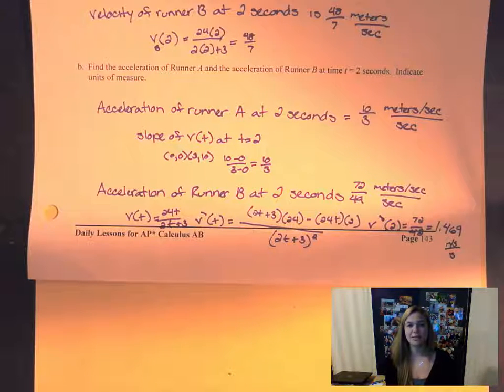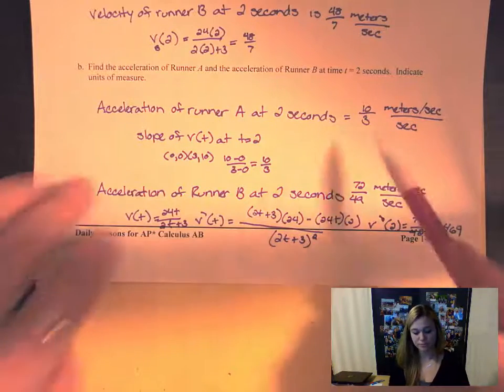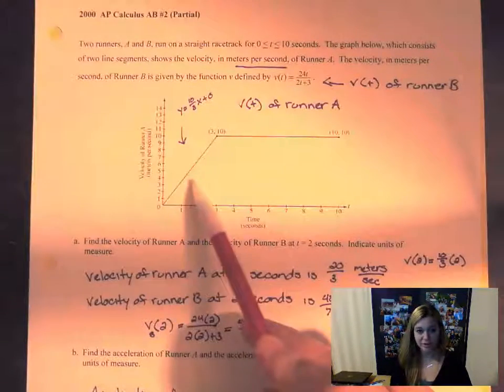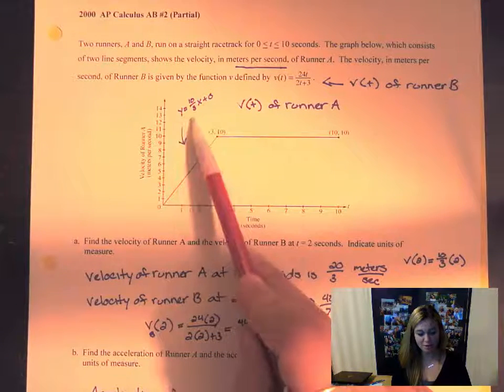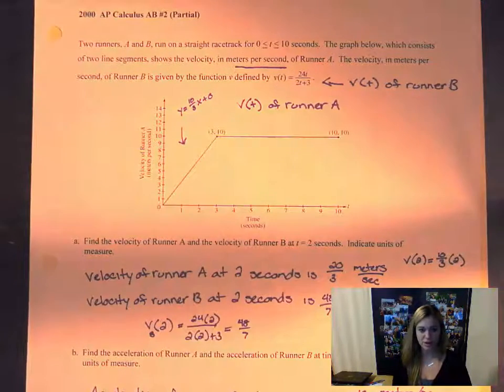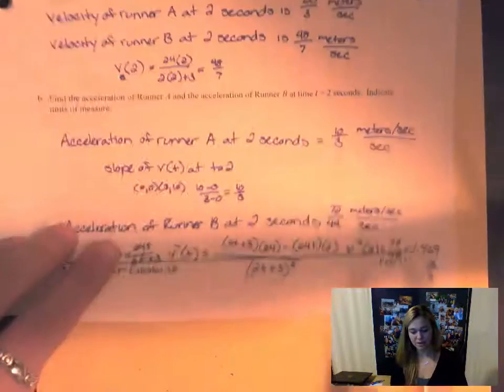Let's think about this. The graph of velocity is given. To find acceleration, I take the derivative. The derivative of velocity is also known as the slope of the tangent. So what I'm going to look for is the slope when time is equal to 2. Go up above here, the slope of this line. We already figured out the equation of this line. The slope is 10 thirds, or you could just do rise over run again and find 10 thirds. That's where that is coming from.